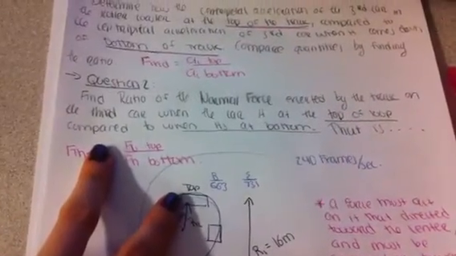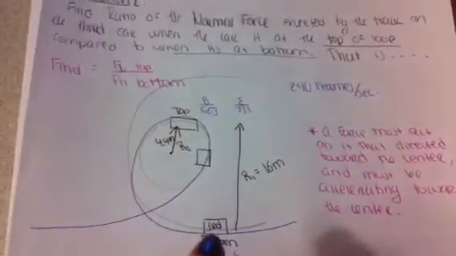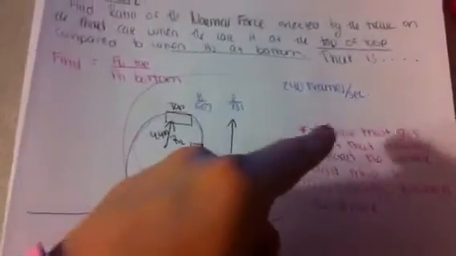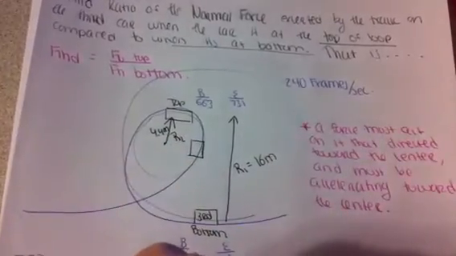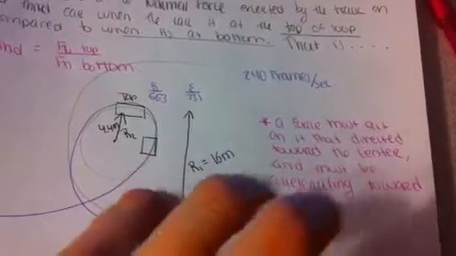Question 2 is finding the normal force at the top of the loop and then at the bottom of the loop and comparing it the same way, but just with the normal force. The first thing I did was draw everything out. This is a roller coaster diagram. Before I split it up into 2 different diagrams, I wrote 240 frames per second. I just wrote this to help me think of the forces.